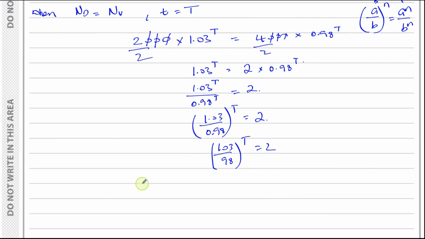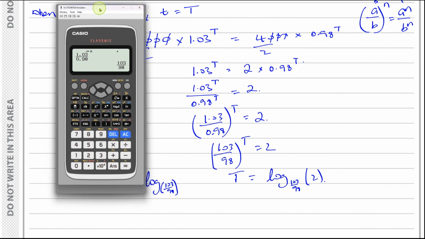What I can do is take log to the base of 103 over 98. You can take the base of anything you want, as long as it's feasible, you can't use a negative number. Taking the log to that base will get rid of this power, so you'll have t equals log to the base of 103 over 98 of 2. You could take log to the base 10 of both sides if you wanted to, but you can take log to the base of the number to which the unknown is raised, and that will give you the correct answer. Because we have that in our calculator, we can use it. Makes life a bit easier.